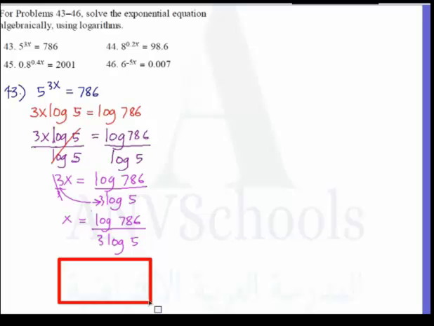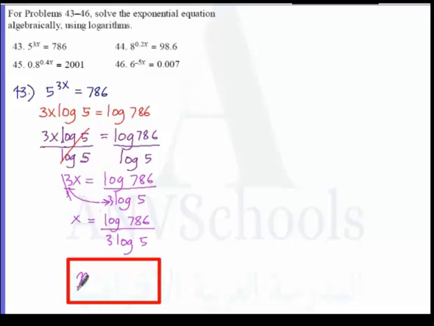Now getting your calculator, you must be able to obtain a value which is equal to log 786 divided by 3 log 5, and that gives me, when rounded off to the nearest 10 thousandths, 1.3808. So this is the answer.